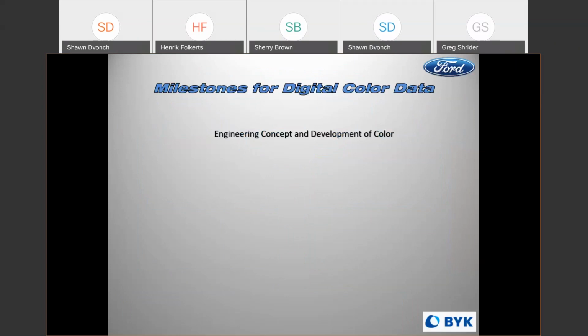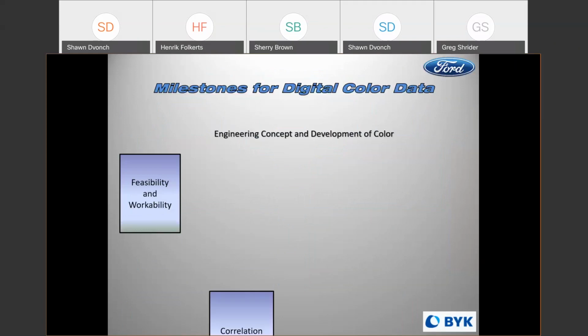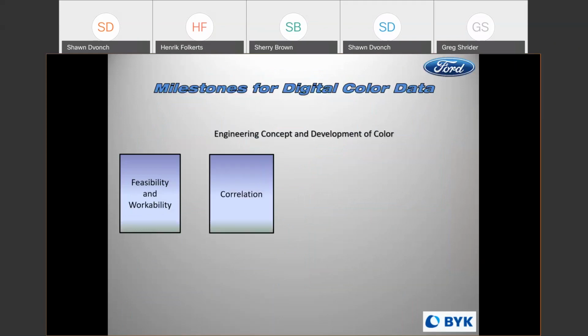Ray and I worked together and figured out our milestones for what we want to call engineering concept and development of color through its workability life. So we have feasibility and workability. That's the concept of color where somebody, in the color creation world, maybe brings in a swatch of material and says, I love this color, it should be put on a car. And then we tell our paint suppliers, go figure out how to do this. Then they do a feasibility and workability study, and we decide if we can make that can of paint or not make that can of paint.